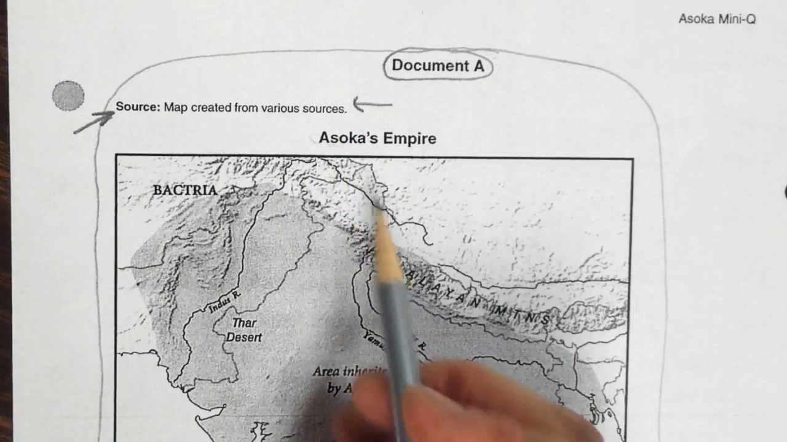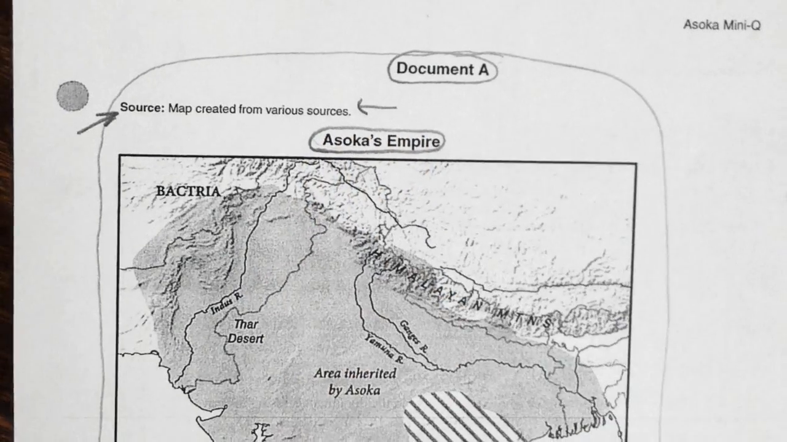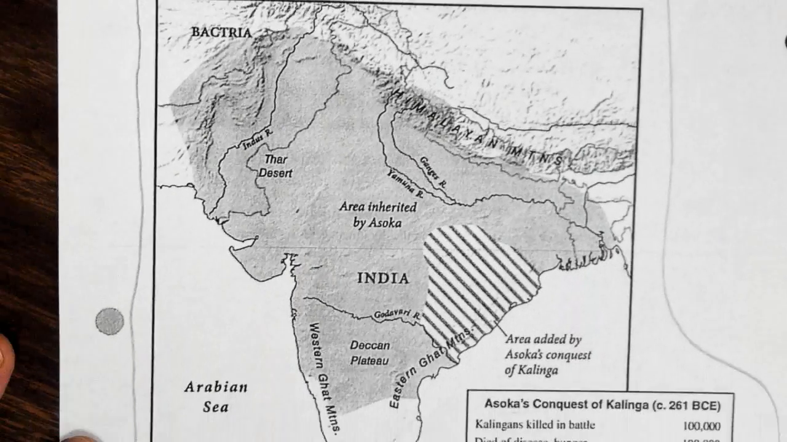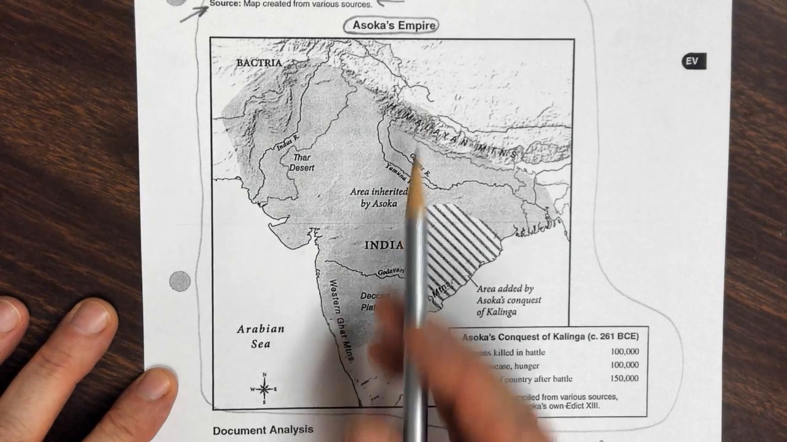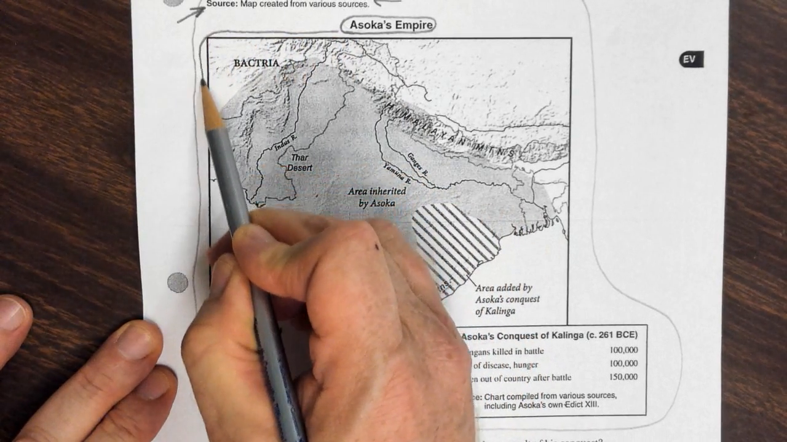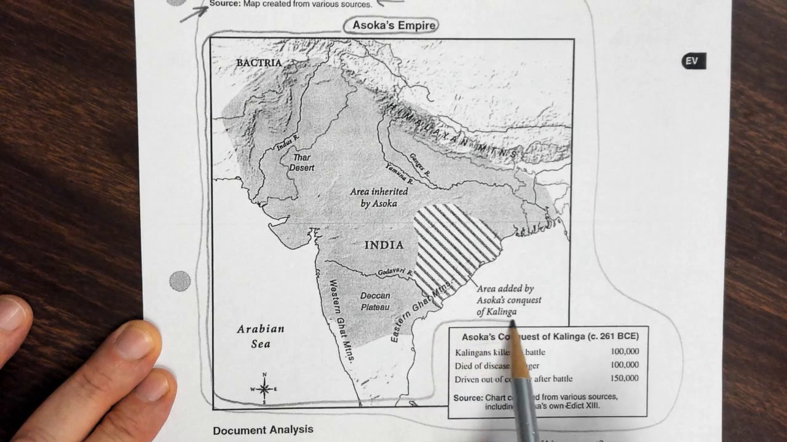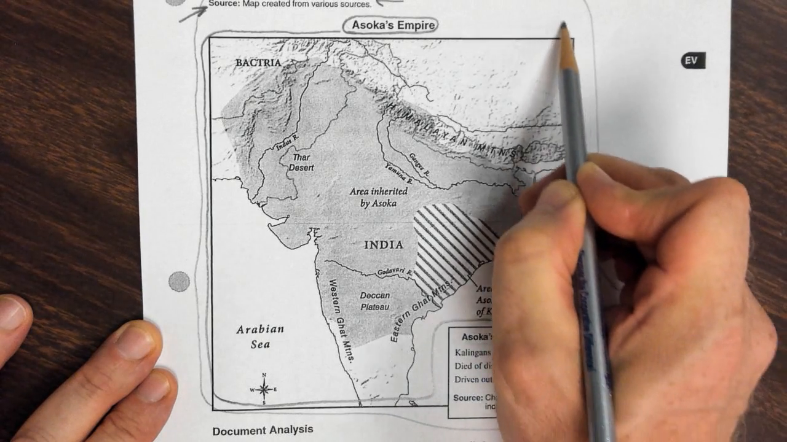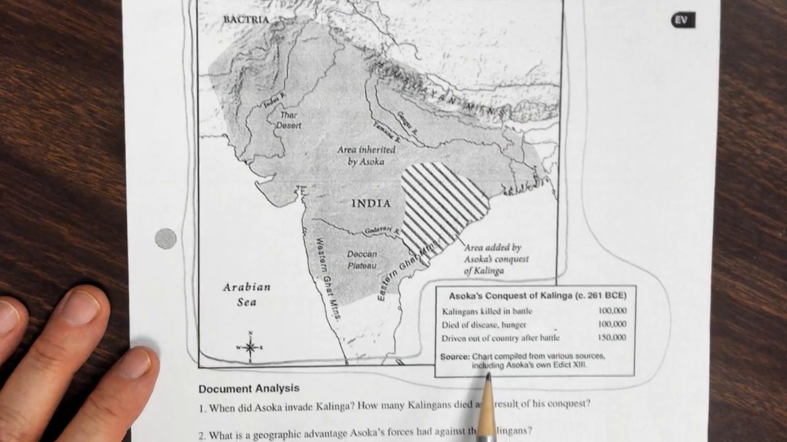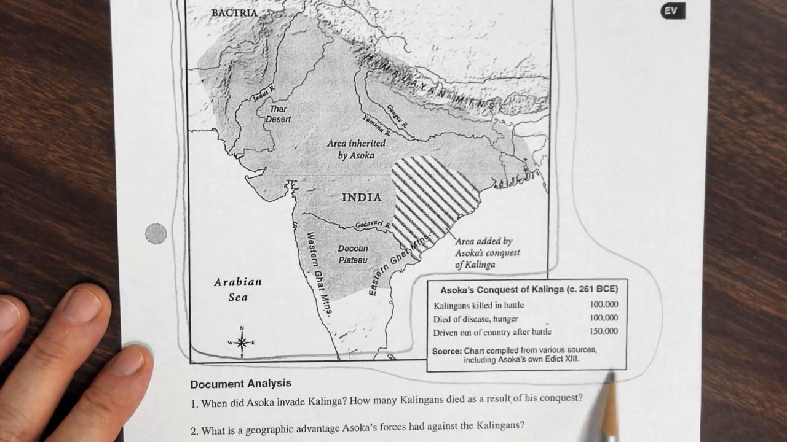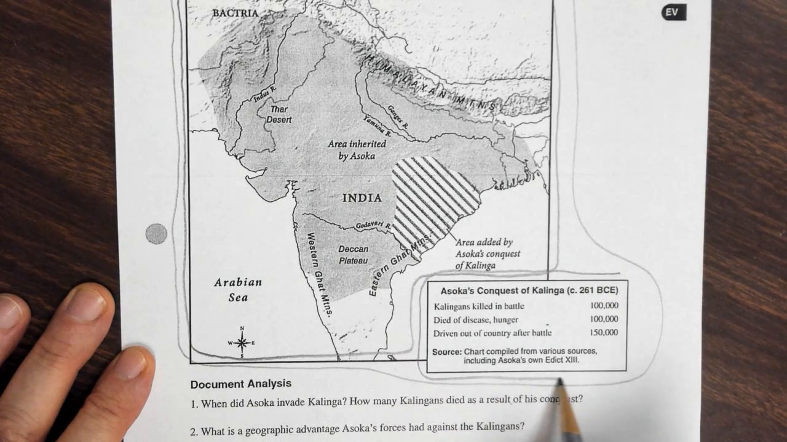Now, what's the name of the document? The name of the document is Asoka's Empire. Okay, draw a neat circle around Asoka's Empire. Now, what is the document? Well, the document is two things. First, it's a map. So let's draw a box around the map. Let's not include the extra box yet. There. It's a map. The document also includes a note down here, a key, a chart, if you will.